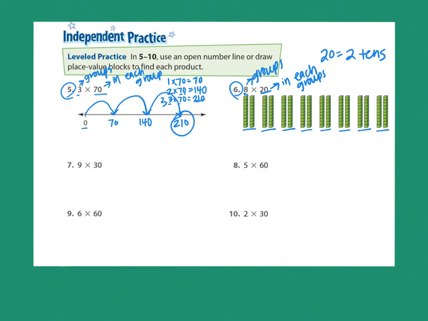Okay, so if I count by 20s, 20, 40, 60, 80, 100, 120, 140, 160. So that would be my answer. My product would be 160. And I can also say 8 times 2 is 16. So 8 times 20 would equal 160. Okay? So those are 2 examples and 2 strategies that you can use to help you multiply and find multiples of 10.